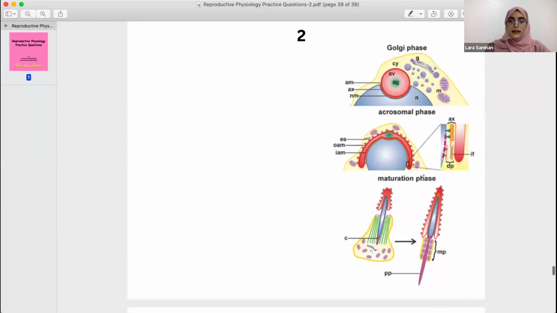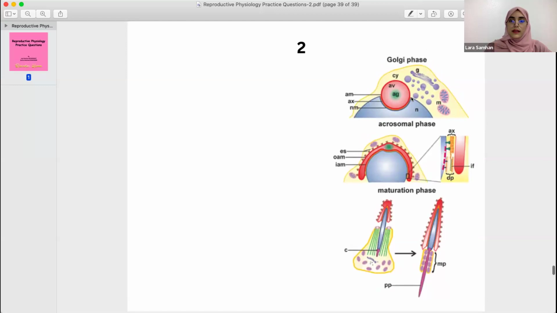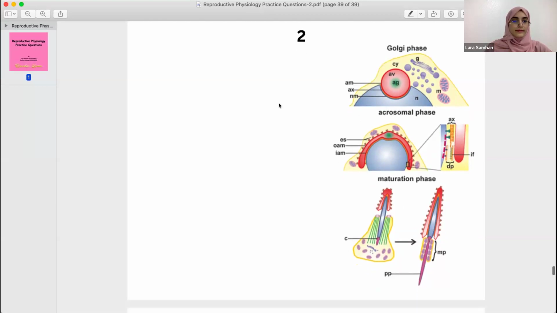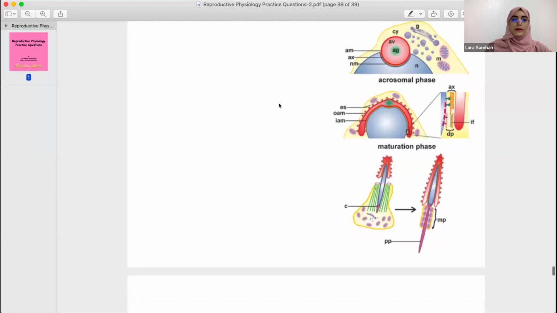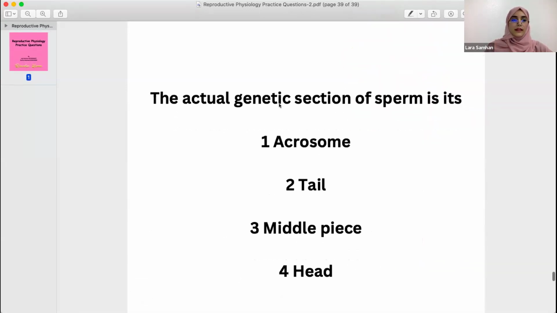How this happens, as we can see here, is that this blue thing is the head of the sperm, and this yellowish thing is the acrosome, which is the layer on top of the head of the sperm. So the blue thing is the head of the sperm, and this reddish, here yellow, thing is the acrosome. In the acrosome, the most important thing is the Golgi apparatus. Okay, clear? Okay, perfect. Moving on to the next question.